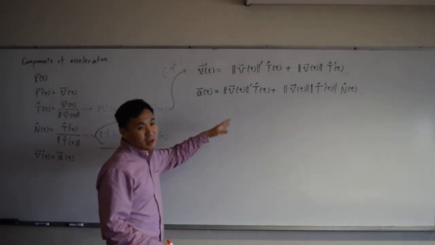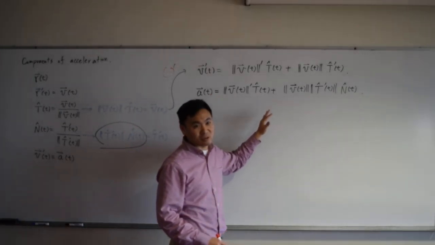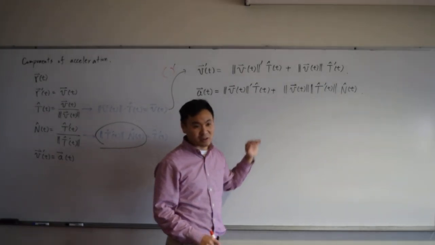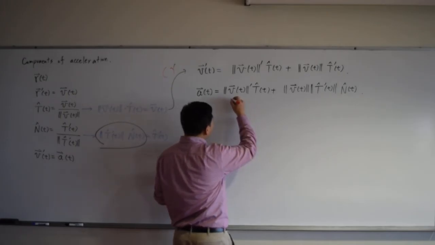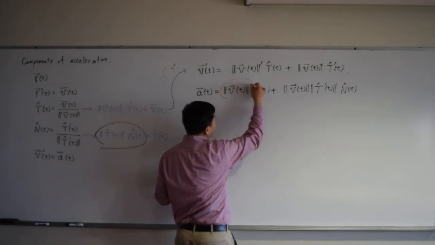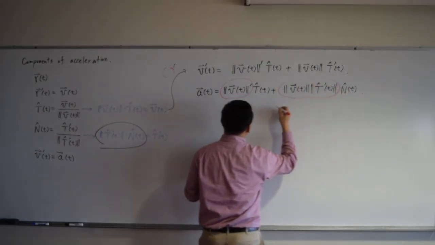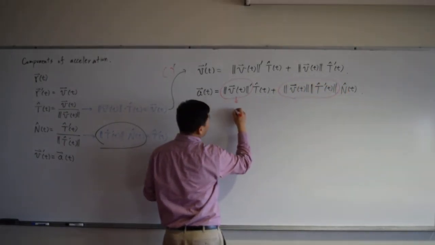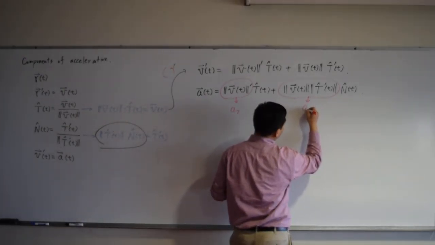I mean, you don't have to remember the proof or anything. This is just for demonstration purposes. If you can understand what's going on, that's good enough. Okay? So I'm going to call these separately as A_T and A_N.